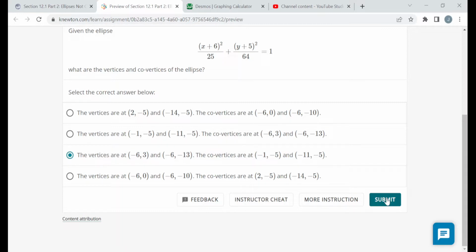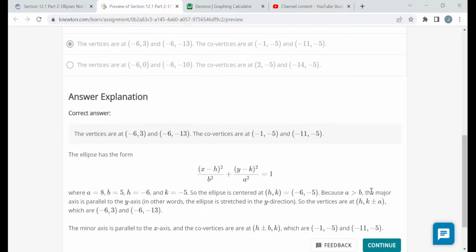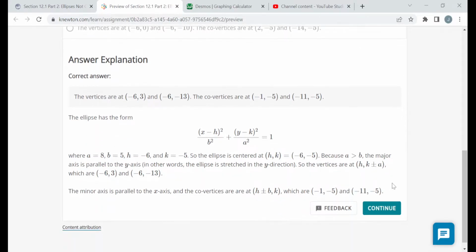Now after you submit an answer, it'll tell you if you're right or wrong, and then give you some sort of answer explanation. Please read through the answer explanations just to make sure you understand why something was right or wrong, and hopefully you can learn from your mistakes for future questions.